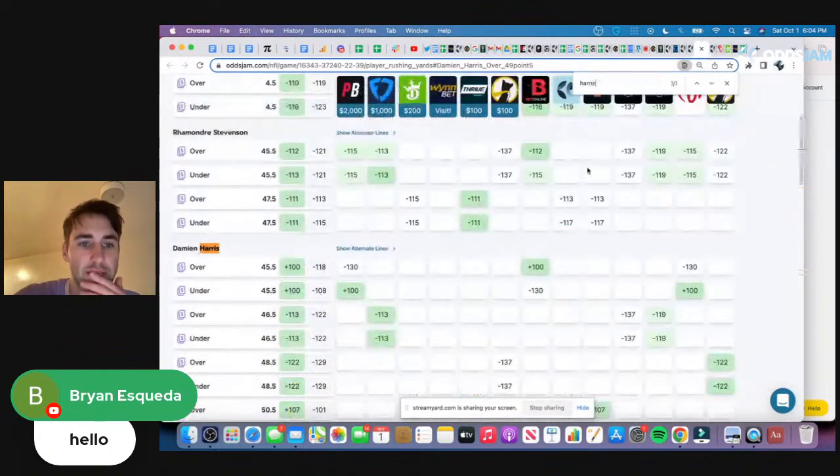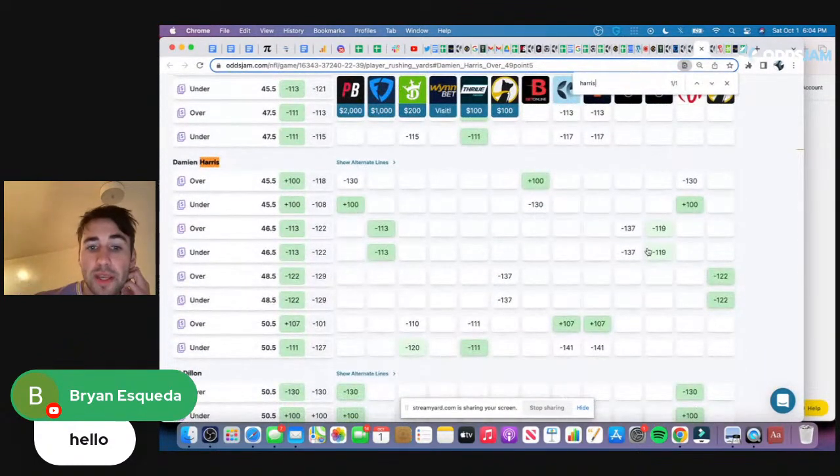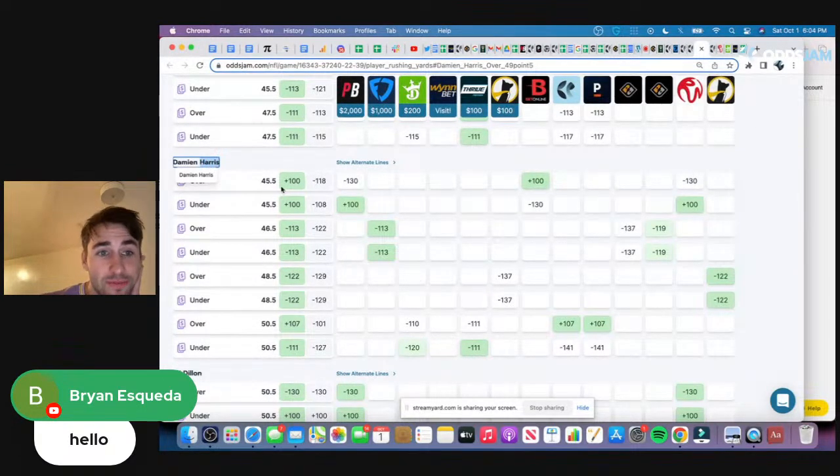So we can take a look at Harris, right? And you can determine for yourself, do you like Harris under at minus 111 implied odds? Pinnacle has it minus 141. Seems pretty good. Most sportsbooks have this at 46.5 rushing yards. Damien Harris doesn't seem horrible, that's for sure. Being able to get under 50.5 at minus 111. BetOnline has the under 45.5 at minus 130. That's a sharp bookmaker. So Harris under seems pretty good.